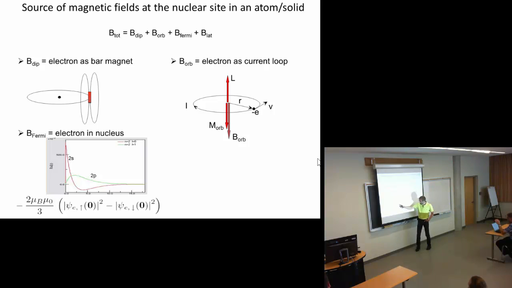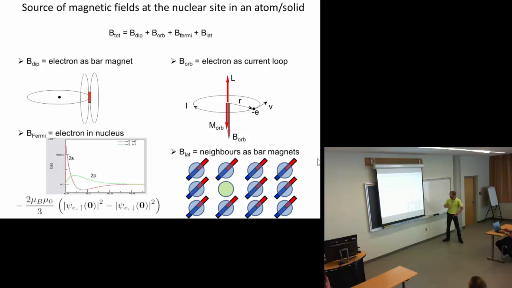It is proportional to the spin density at r equals zero, so at the position of the nucleus. You count how many spin-up electrons you have inside the nucleus, and make the difference with the number of spin-down electrons inside the nucleus.